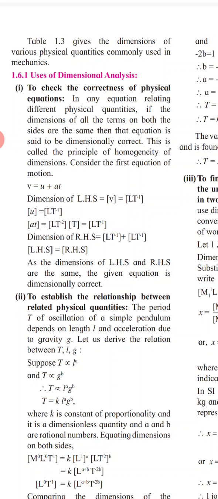For A into t, it will be L t minus 2, and into t it will be L t minus 1. So if you write the dimension of RHS, it will be L t minus 1 plus L t minus 1. So all these dimensions are what? Same. So LHS is equal to RHS. As the dimension of LHS and RHS are same, the given equation is a dimensionally correct equation. Okay, so in this way we can check the correctness of these dimensions.